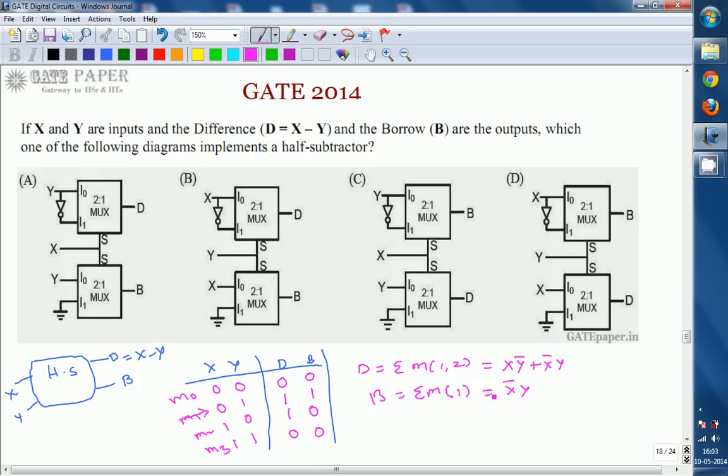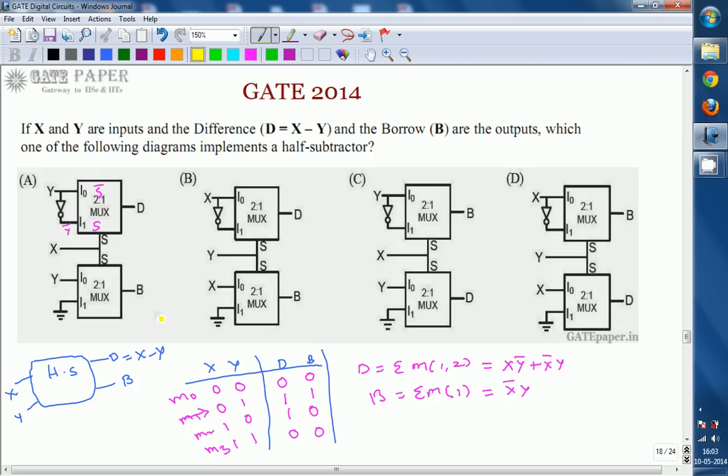So you must get D equal to x y bar plus x bar y and borrow equal to x bar y. For that we should know how to write the expression for a 2 to 1 multiplexer. First, look at the control line. If there is only a single control line, it can take only two possibilities. I0 corresponds to S bar and I1 corresponds to S. Here the input for one line is Y and for the other is Y bar.